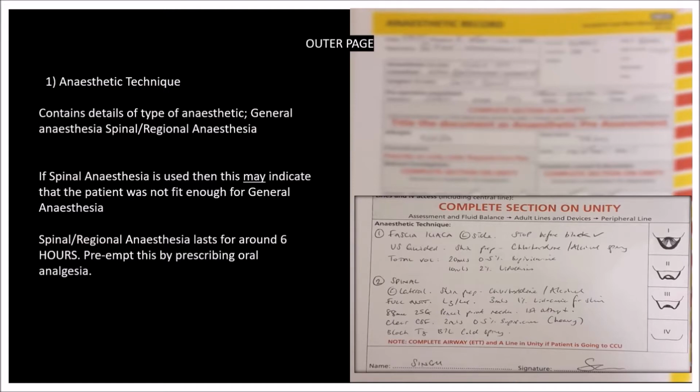Remember, the important thing to note here is that with spinal and regional anaesthesia, we normally expect this to work for about 6 hours. So as the doctors post-operatively, if you start to find that the patient begins to experience pain around this time, it's probably because their anaesthetic is wearing off, and it's always good to preempt this pain.